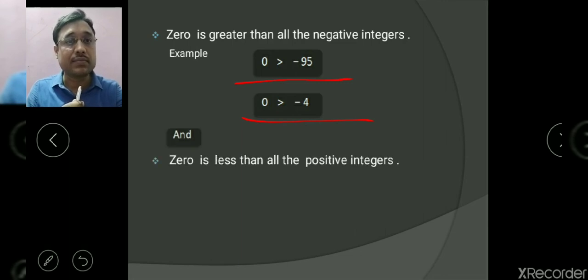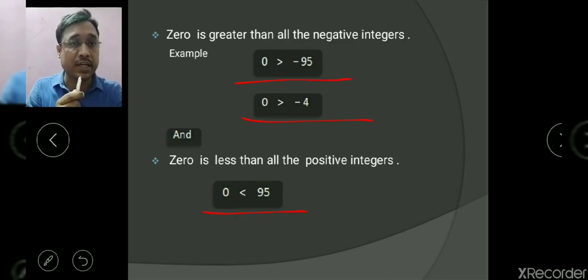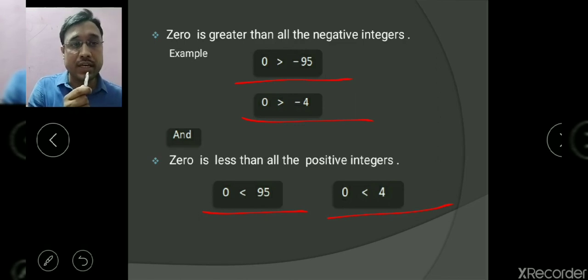At the same time, 0 is less than all the positive integers. This is also the nature of 0. For example, 0 is less than 95, this time plus 95, and 0 is less than 4 also. So 0 is less than all the positive integers and greater than all the negative integers, because 0 lies in between the negative integers and positive integers.